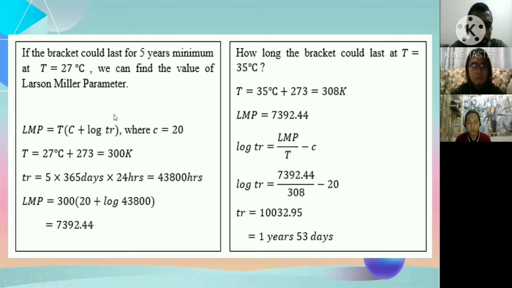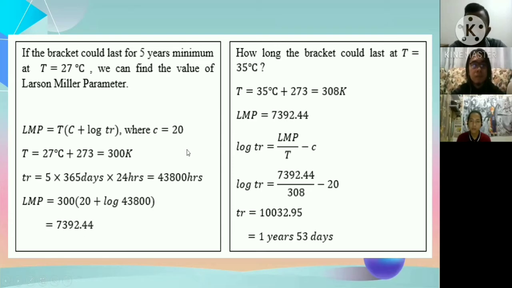Okay guys, from this question we can know that the temperature will be 27 degrees Celsius, usually a room temperature. So we'll get 300 Kelvin. The time before the material undergoes failure will be 5 years, which we multiply by 365 days per year, times 24 hours per day. We get a total of 43,800 hours. So we can find the value of the Larsen-Miller parameter will be 7,392.44.